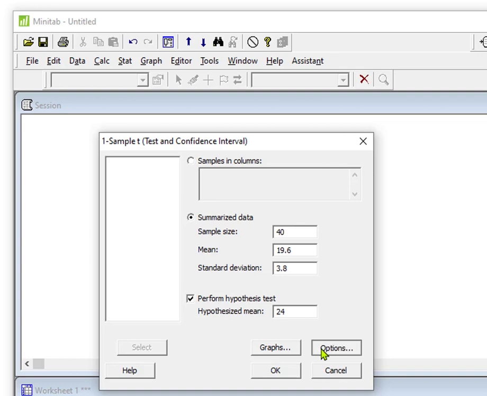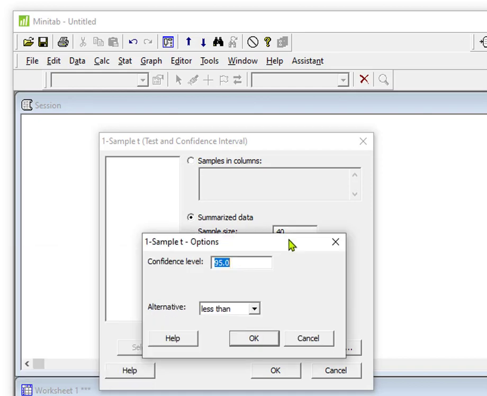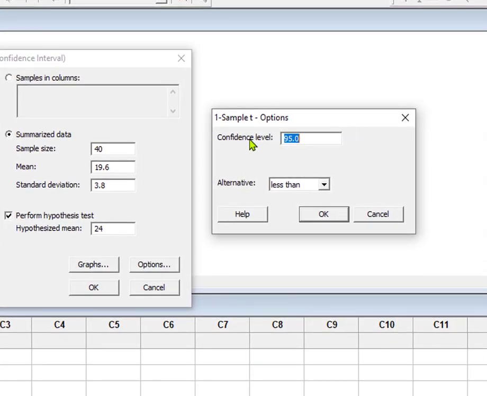Let's go to options, and I'll show you what the options are here. In One Sample T options, the confidence is 1 minus alpha. Remember, we said we wanted to use an alpha of 0.05, so the confidence is going to be 95. This could have been 0.95, but whenever people created Minitab, they used a percentage here, not a decimal, so it's 95.0. That's a percent, not a decimal. They mean the same thing.